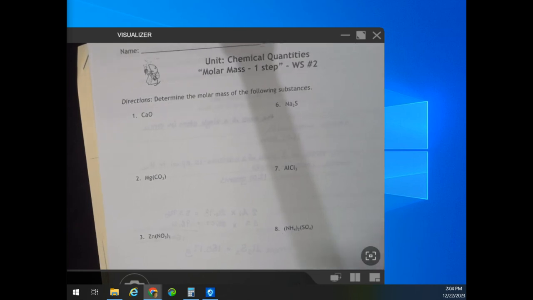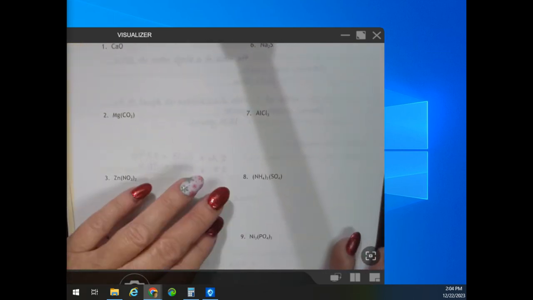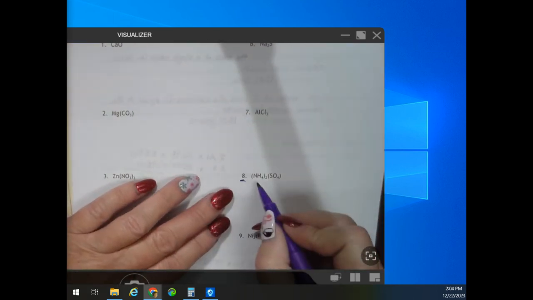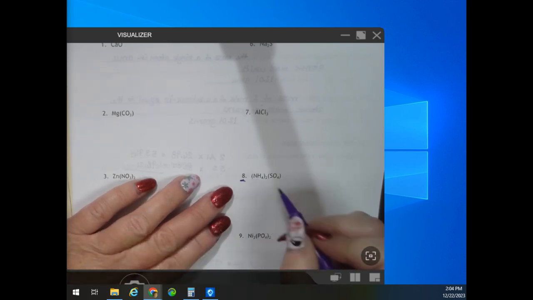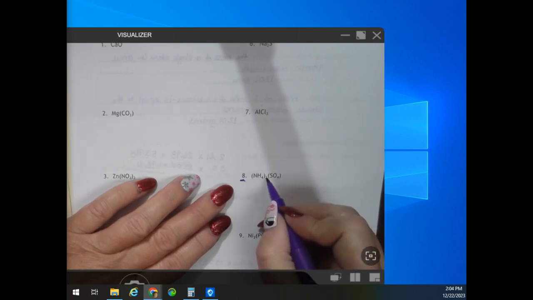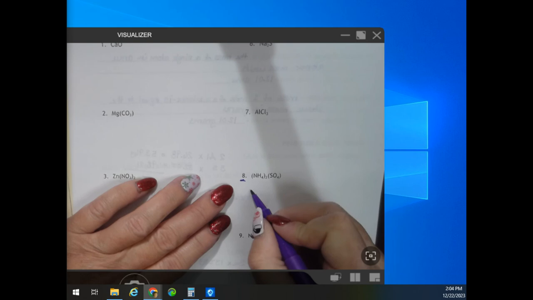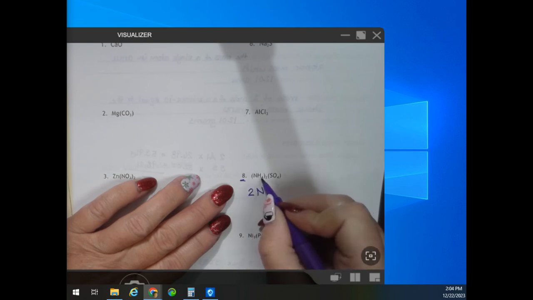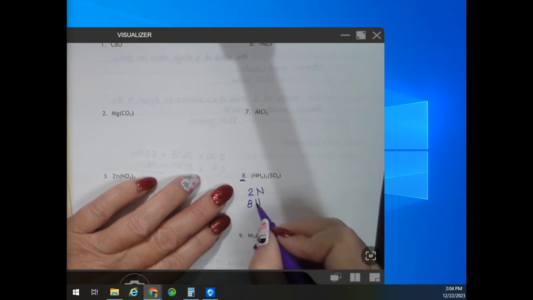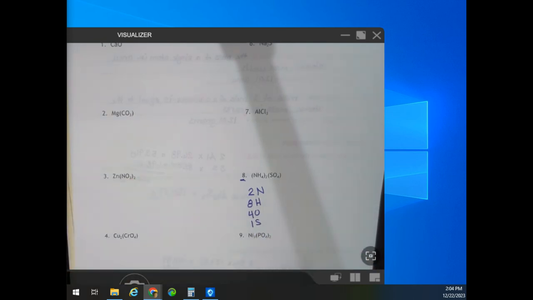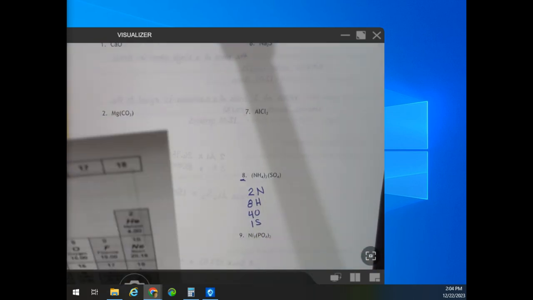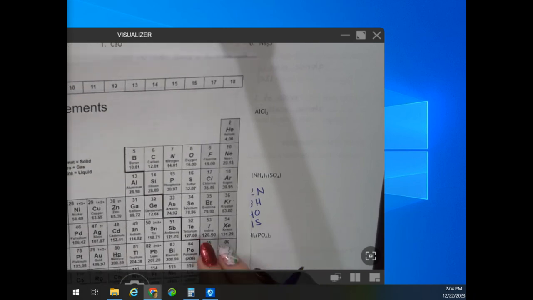All right. So I'm going to pick a tricky one: (NH4)2SO4, ammonium sulfate. I say tricky because it's got parentheses and there's lots of stuff going on. This 2 tells me I have 2 nitrogen, and this tells me I have 8 hydrogen. Here I've got 4 oxygen and only 1 sulfur. Now I need to look at the molar masses on my periodic table.